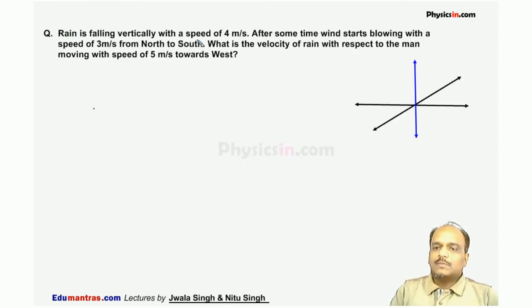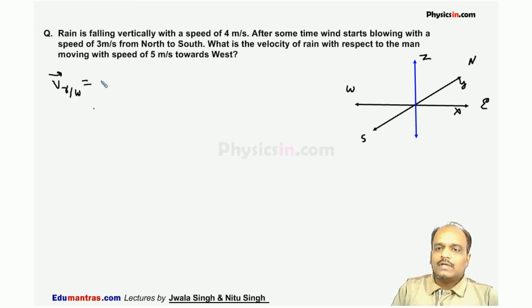Rain is falling vertically with a speed of 4 meter per second. After some time, wind starts blowing with a speed of 3 meter per second from north to south. What is the velocity of the rain with respect to a man moving with a speed of 5 meter per second towards westward? Let this be our north, south, east, west. Let this be our x-axis, y-axis and z-axis. This is the vertical line. Since the wind is stationary, the velocity of rain with respect to wind is always in the vertical direction. It is minus 4 k cap.